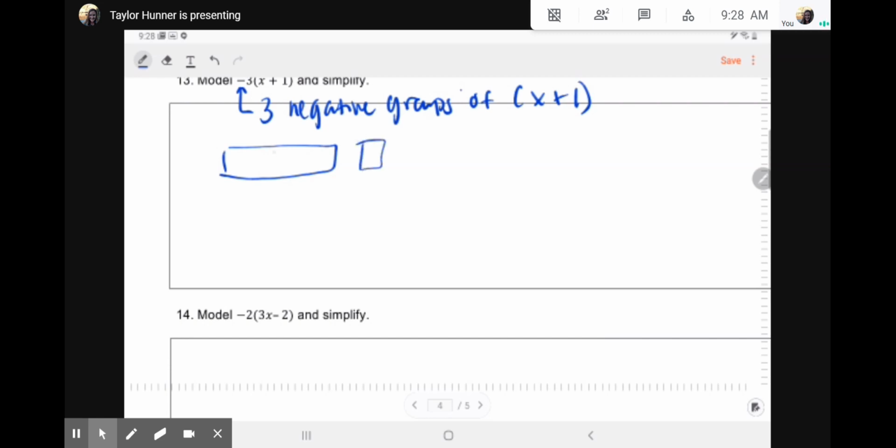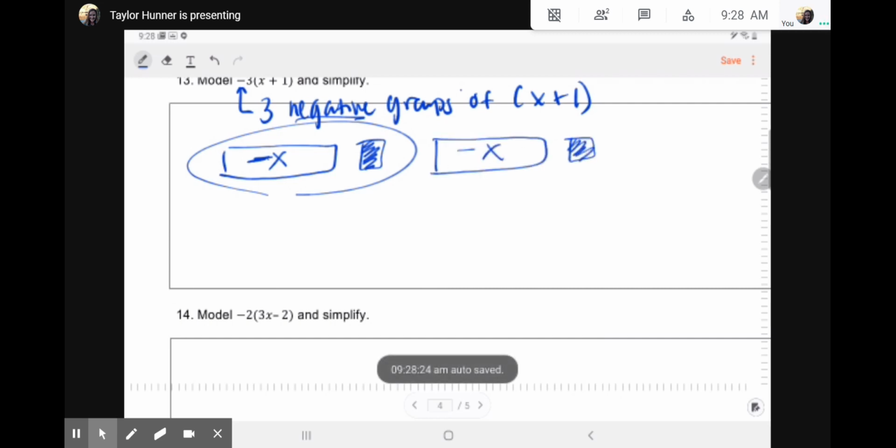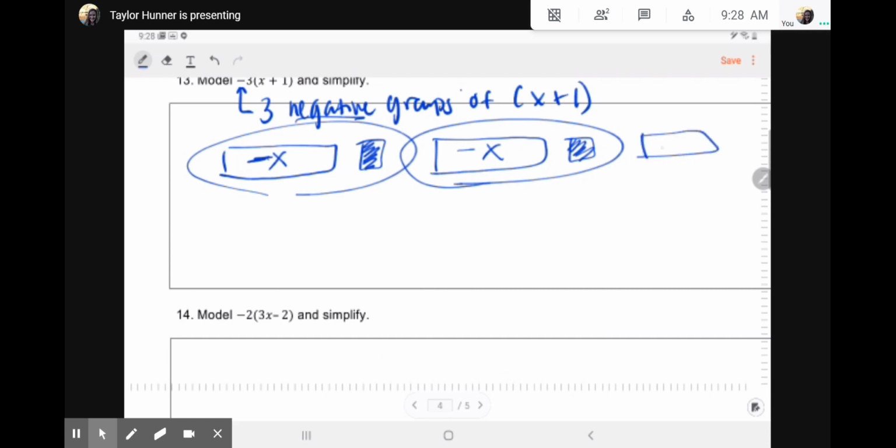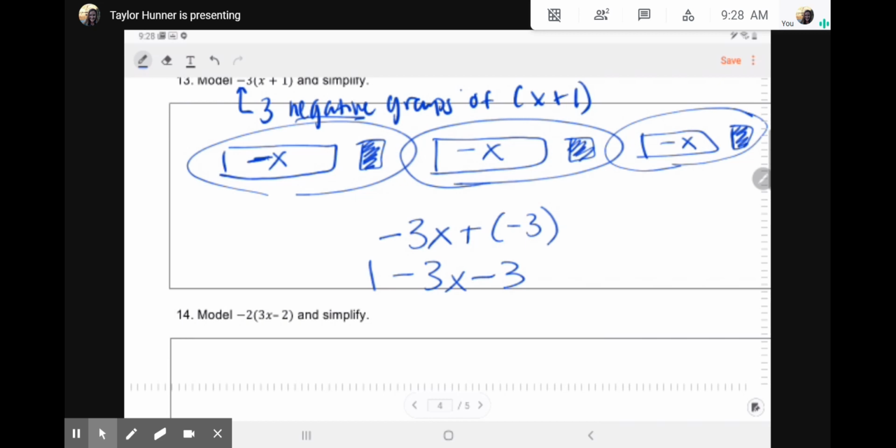So if I had x plus 1, it would look like that, but I have to make these negative. That's a really important step. So I have to write -x, and then I have to shade this one in. So I have one group there. Now I have another negative x plus a negative 1, 2 groups, and then another negative x plus a negative 1, 3 groups. Now when I simplify, I have negative 3x plus negative 3.